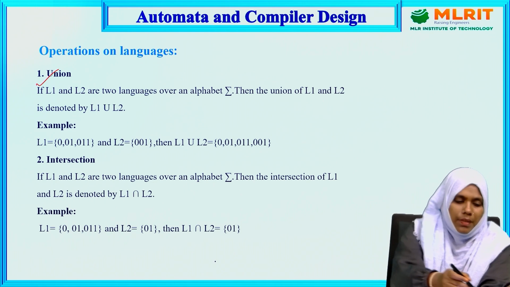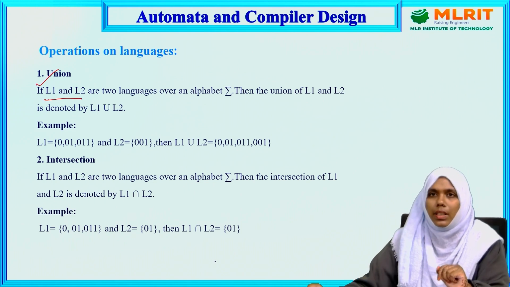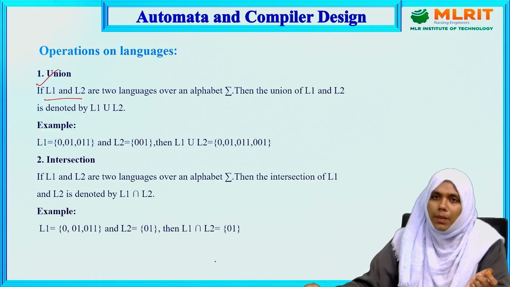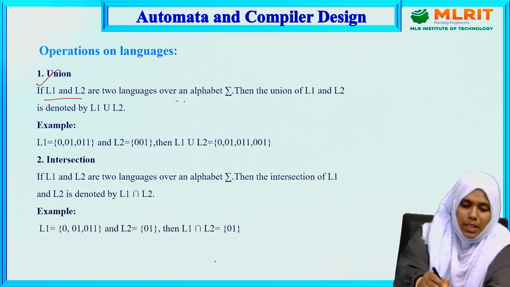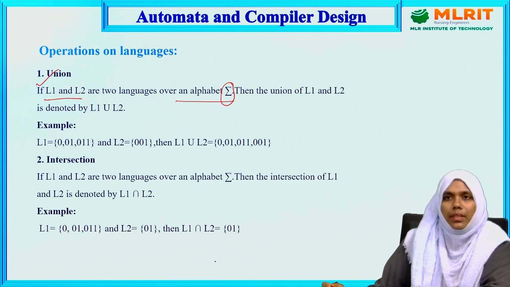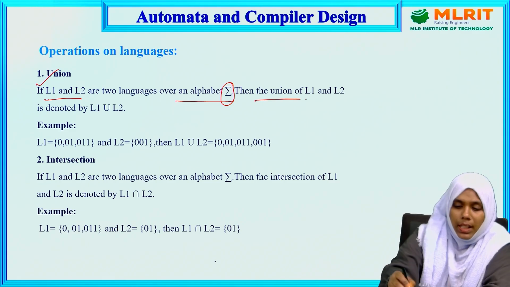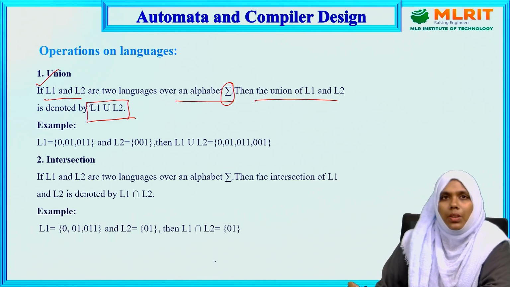Okay. So here we have taken two languages. L generally stands for language, that is L1 and L2, language 1 and language 2, which are two languages over an alphabet. What is the symbol for the alphabet? That is sigma. Then the union of L1 and L2 is denoted as L1 union L2.